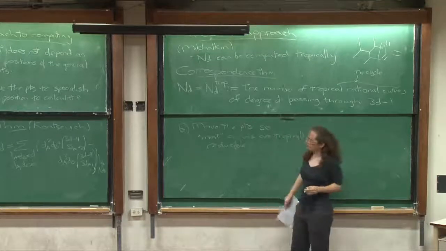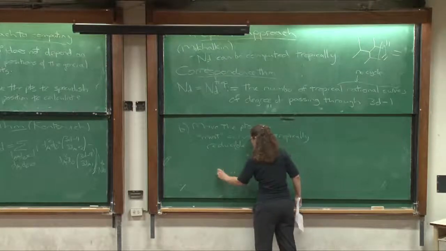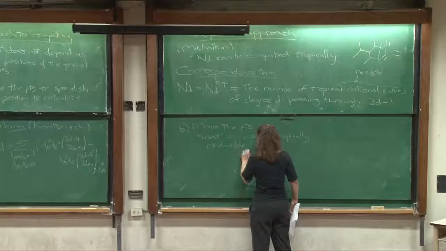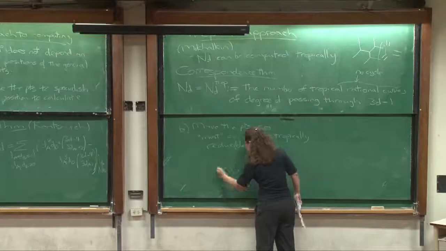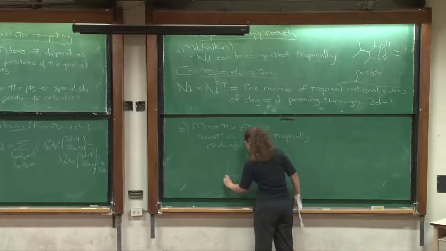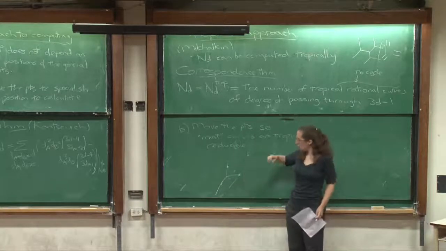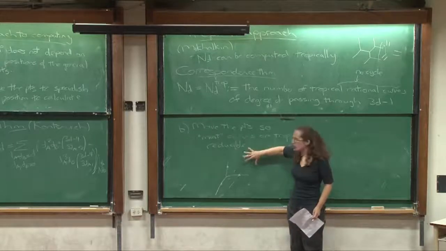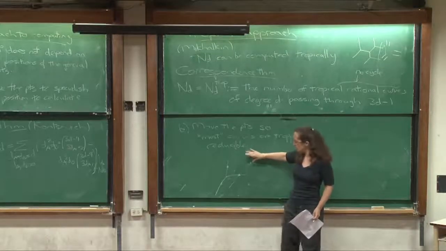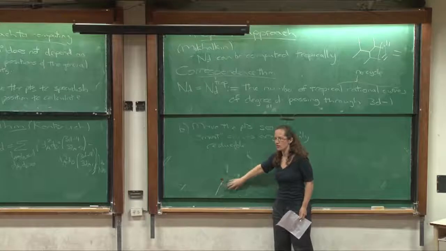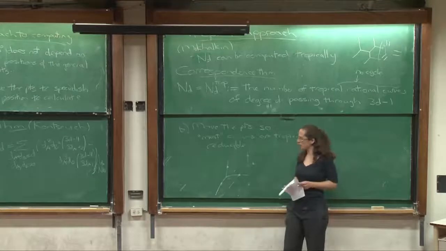Okay, what do I mean by this? Suppose I had degree 2. I want to move my points so that, with my degree 2 curve and 5 points here, the only way you can have a curve passing through them is with the unique line that passes through these 2 points, the unique line that passes through these 2 points, and then there's the intersection. So you somehow move things so that everything is tropically reducible.